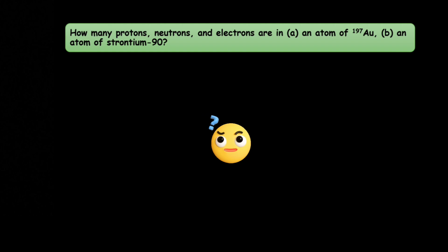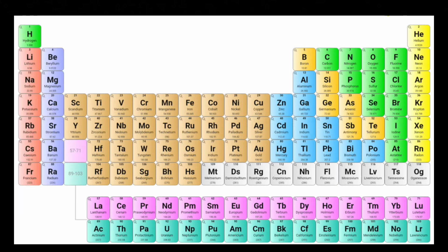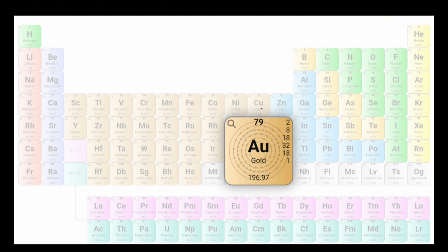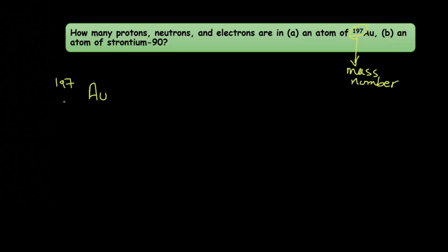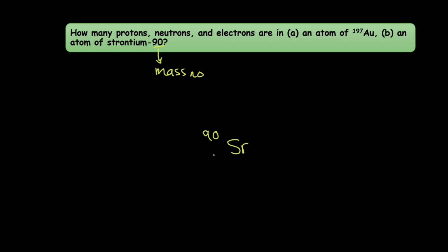How many protons, neutrons, and electrons are in an atom of 197Au and an atom of strontium-90? Because 197 is a superscript, it is the mass number. According to the list of elements given on the periodic table, gold has an atomic number of 79. Consequently, an atom of 197Au has 79 protons and 79 electrons, and 197 is the number of protons and neutrons. So 197 minus 79 equals 118 neutrons.